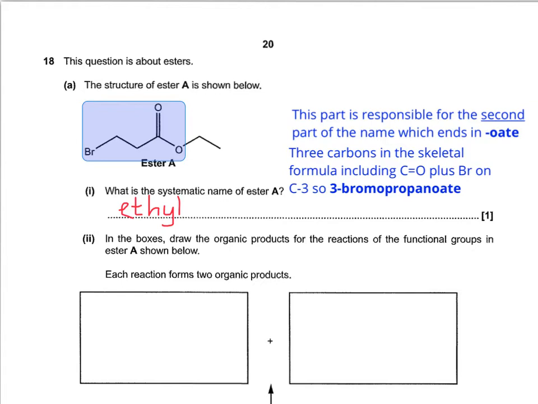This next part is responsible for the second part of the name, which ends in -oate. And there's three carbons in the skeletal formula of this part, including the carbon double bond oxygen, plus there's a bromine atom on carbon number 3, counting from right to left from C double bond O. So it's 3-bromopropanoate.